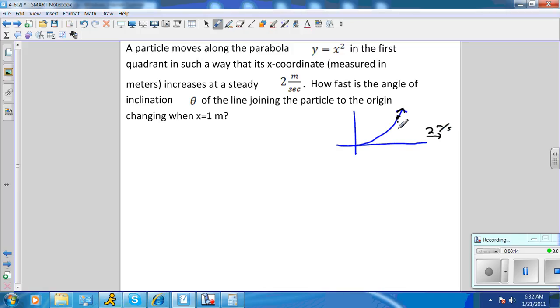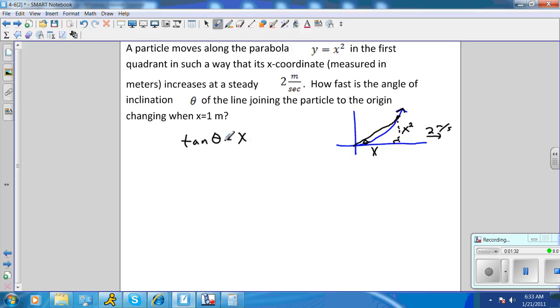So at this time right here, I'm going to form a right triangle. According to the problem, we have a line joining the origin to the particle, and we want to know what this angle is doing at a specific time. So this far away we have x. This far up we have y, but y we know is x squared, so I'm going to put x squared there. We've got to figure out a relationship between x squared and x. Well, that's the opposite side, that's the adjacent side, so I'm going to use tangent this time. Tangent theta equals opposite, which is x squared, over x, which we know reduces to x.